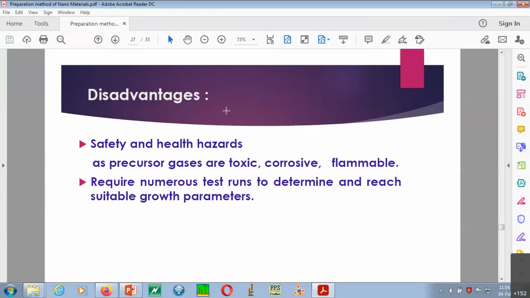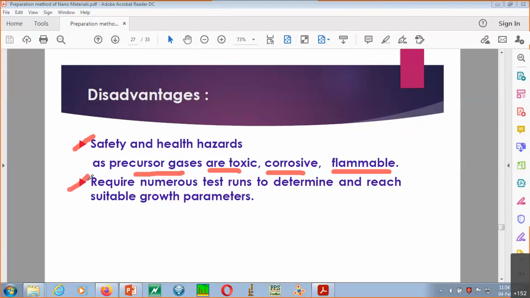Now you come to the disadvantage also, because each thing has certain advantage as well as disadvantage also. So look at here in this case. So safety and health hazards will be there, because sometimes these gases, chemical vapors may be toxic also. Okay, it may be corrosive, it may be flammable also. So that is why one has to be very careful while dealing with this. Okay, otherwise if something is coming out from the chamber, then it may be very difficult for the person who is operating this device.